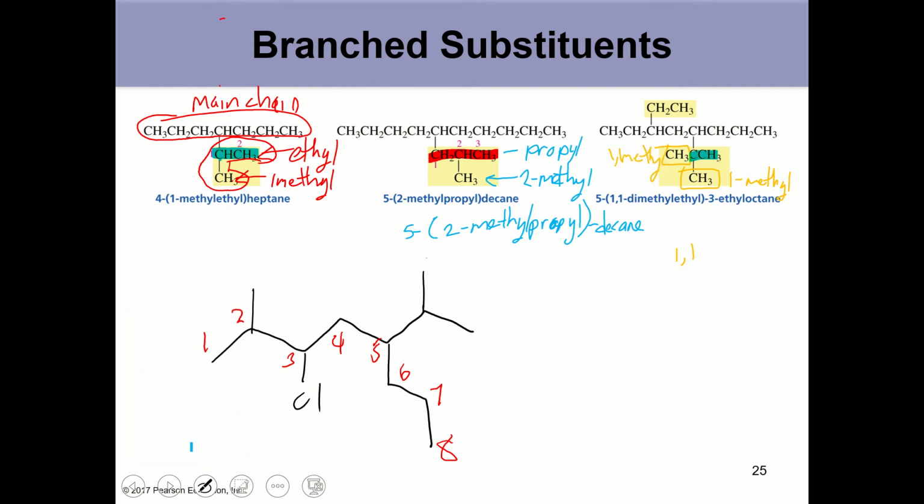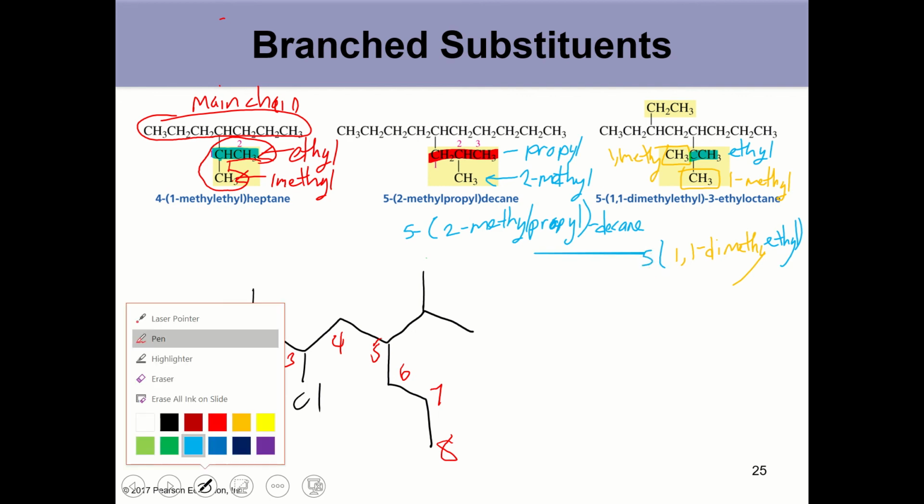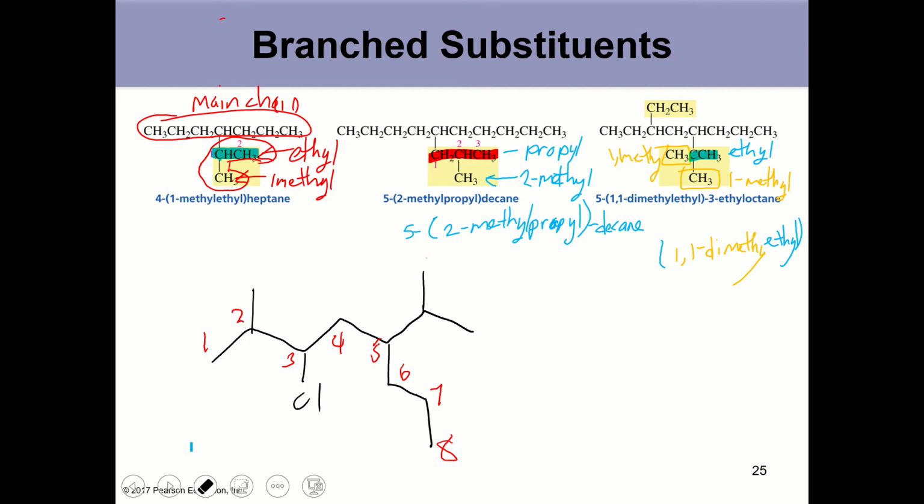And then the portion highlighted in blue, the longest chain on the branch, is ethyl. And so that would give us 1,1-dimethyl ethyl in parentheses at carbon 5 of the main chain.